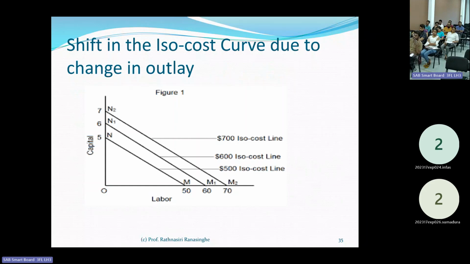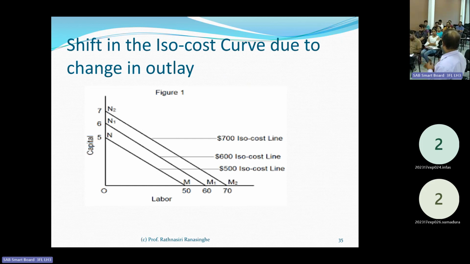Here it shifts parallelly to the right, because that allows the producer to use more labor and capital. Both factors can be used. That means it can reach a higher level of output as well, by incorporating more variable inputs and more capital inputs. So I think shifting is clear.